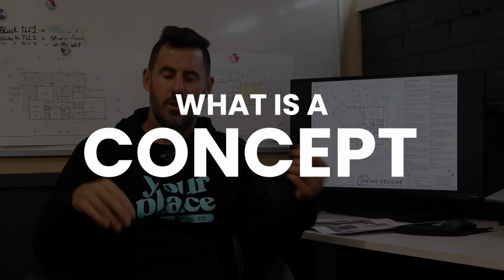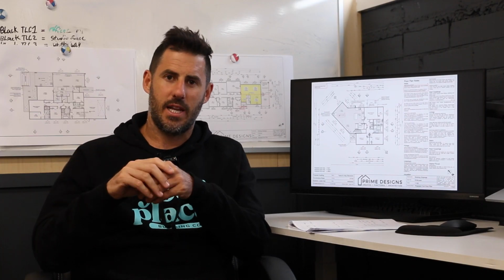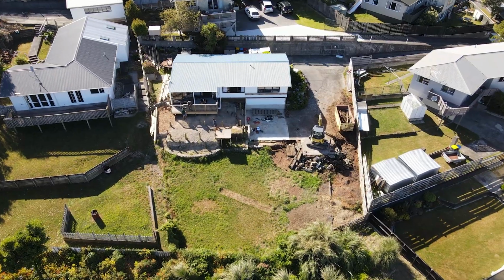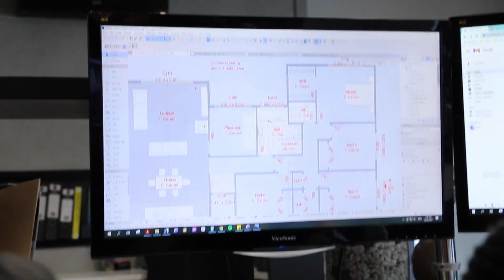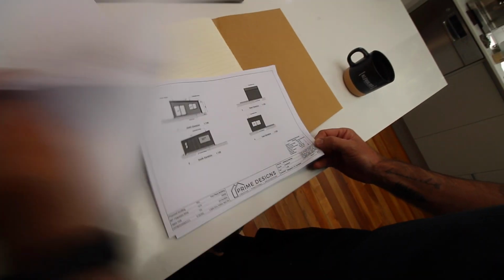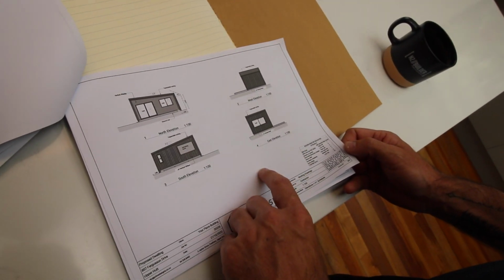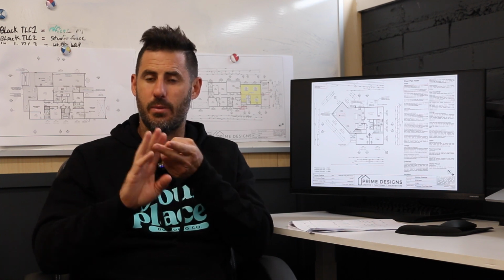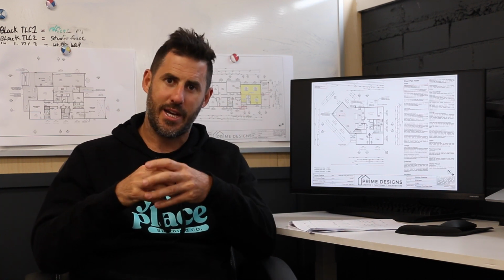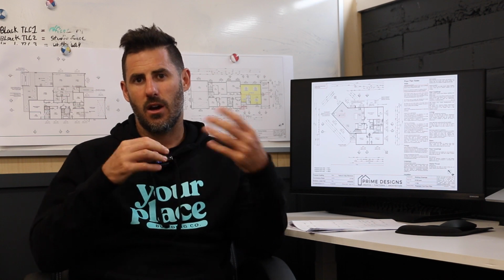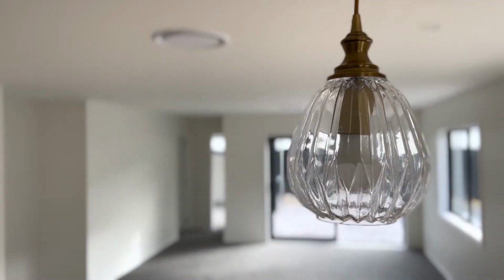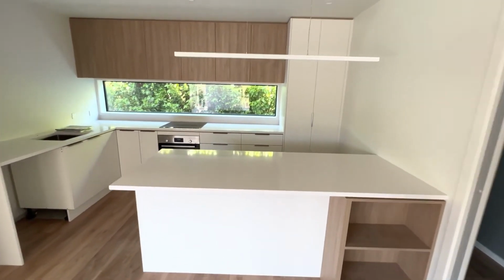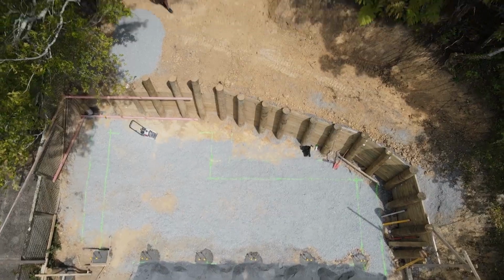What is a concept? A concept is a basic set of plans that shows us your site, the bulk structure and how it interacts with the site. It'll have key details like whether your site's sloping and how much. It'll show us a floor plan. It'll show us elevations where you get to see all four sides of the building. It'll have a layout of doors and windows. We'll be able to see the roof line. It's enough information to give you a high level estimate on how much it's going to cost to build that type of house. It's also enough information for you to get a look and feel about whether that's the type of home you would like to live in.